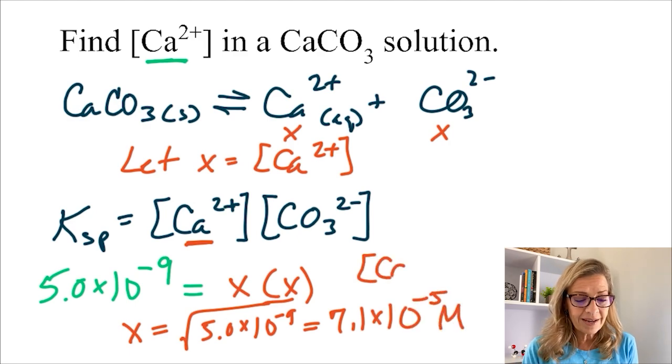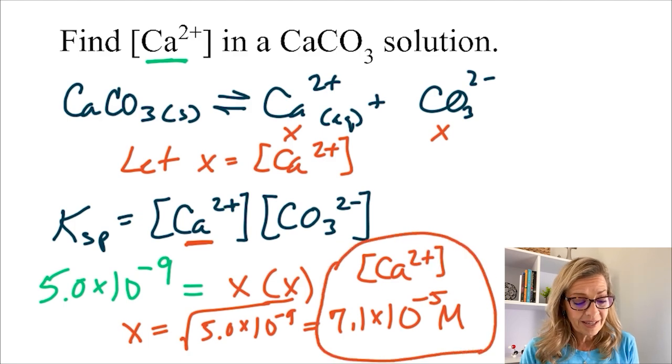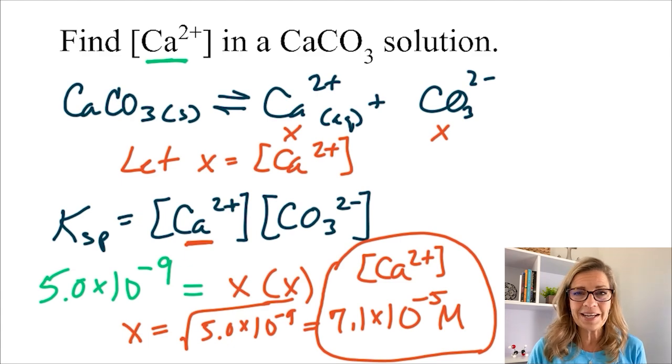Now what was that? That is my calcium concentration there. And so we calculate that. And it's also the carbonate concentration in that solution. So that's just one way that you can use those KSP values to find ion concentrations in solution.